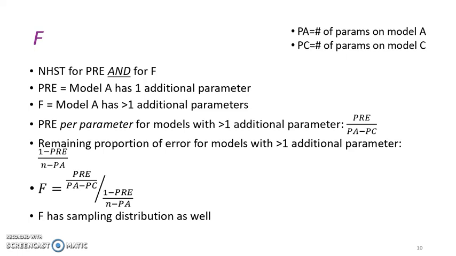F also has a sampling distribution, and so we can conduct null hypothesis significance testing for F and find the likelihood of observing our F value given that model C is true, the compact model or the null hypothesis model.